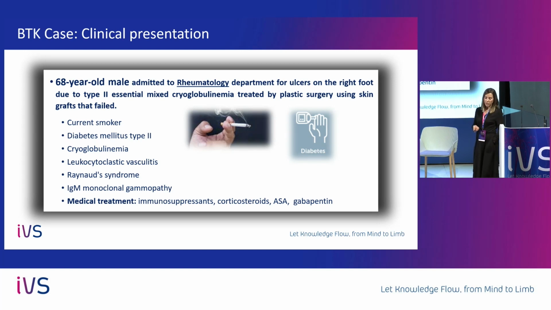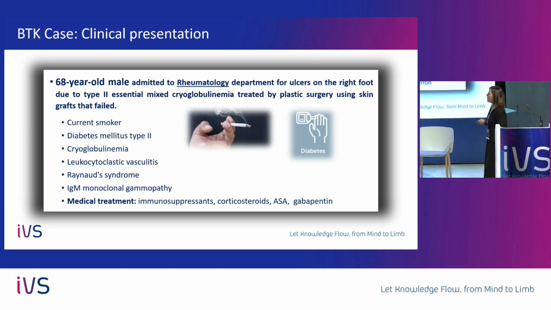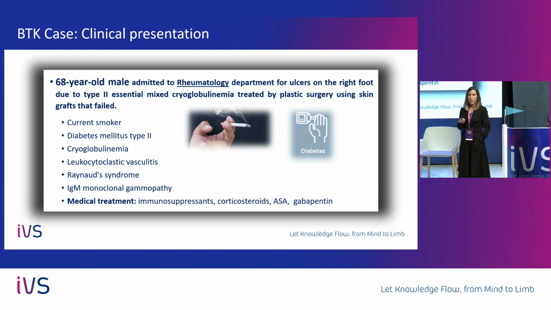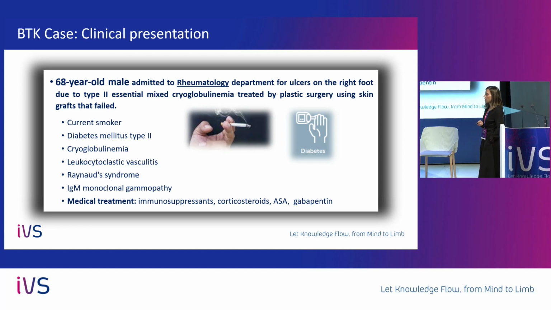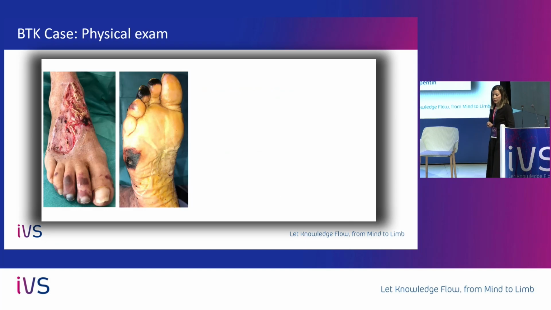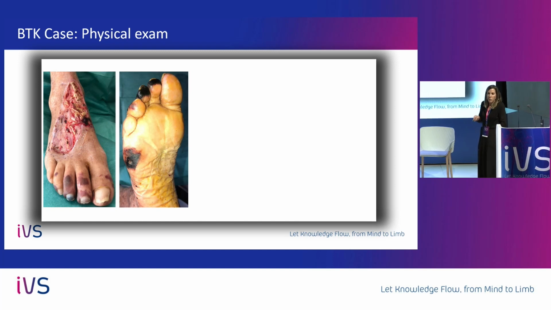He was a current smoker with type 2 diabetes and also an autoimmune disease with cryoglobulinemia, leukocytoclastic vasculitis and Raynaud syndrome. Despite proper medical treatment, the patient did not recover and had these lesions on his feet. You see these lesions are not very common, so quite weird.